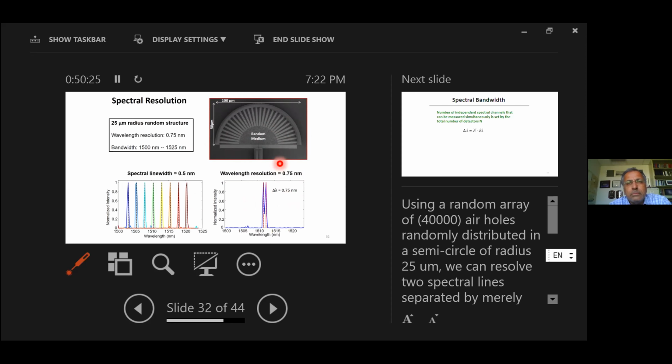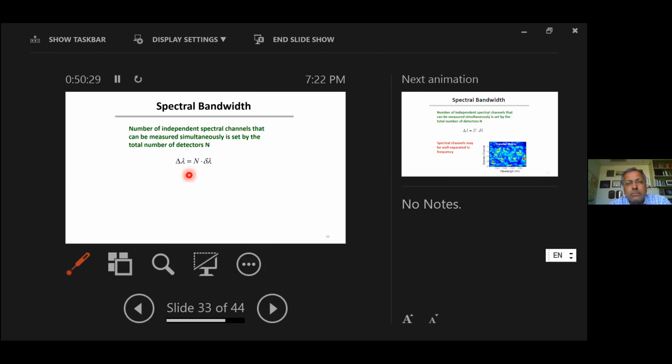The next question is how many wavelengths we can recover simultaneously. The bandwidth of this spectrometer, which means for a single measurement, what wavelength range we can cover, is equal to the number of detectors we have, because that will determine the number of independent spectral channels we can measure simultaneously. So this is N, times the bandwidth of each channel. That is our spectral correlation width, which I talked about earlier. So this actually gives us the bandwidth we can measure.